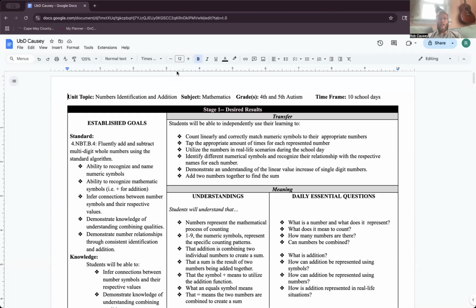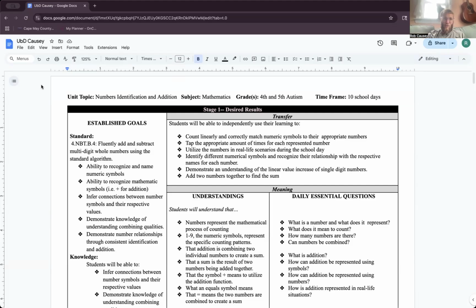Hi everyone. So I'm going to explain my unit by design project. It's a 10 school days, 2-week program for fourth and fifth grade autism. Sorry, I just got braces, so my speech is a little off. So the process is for number identification and addition.